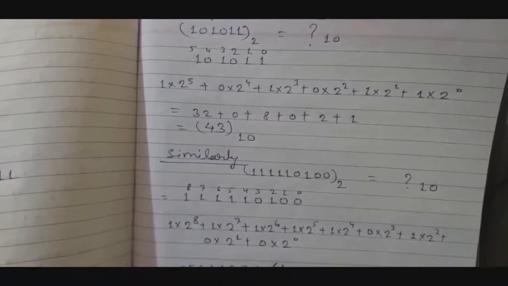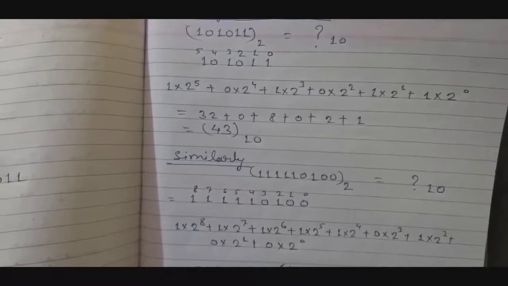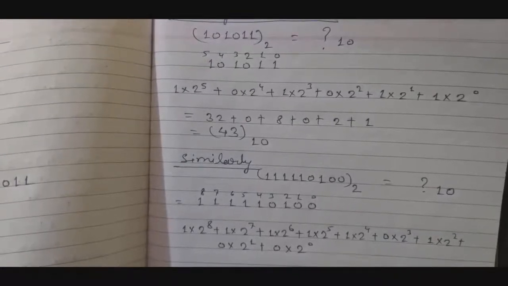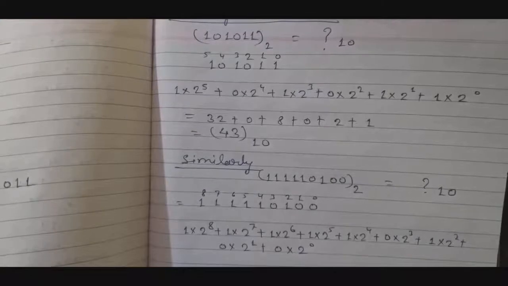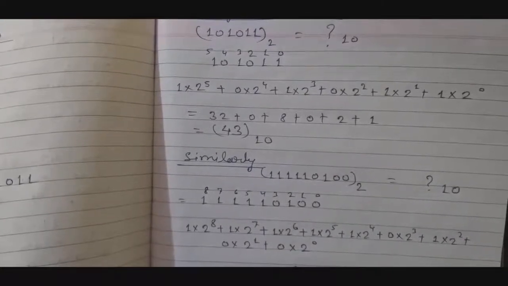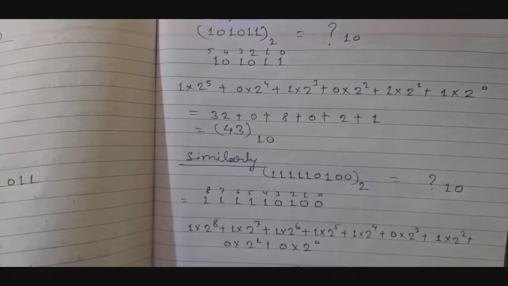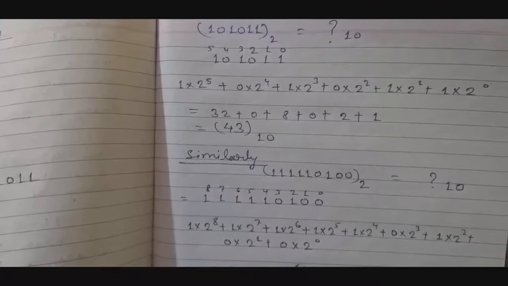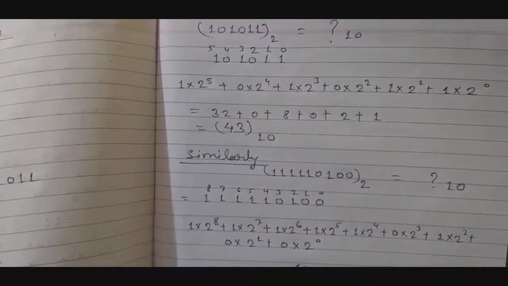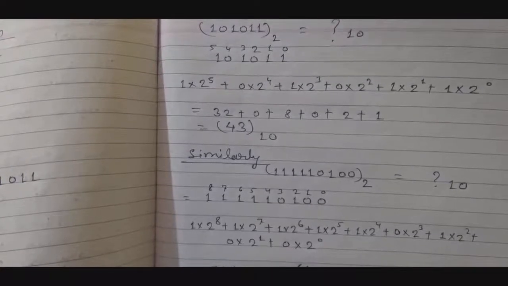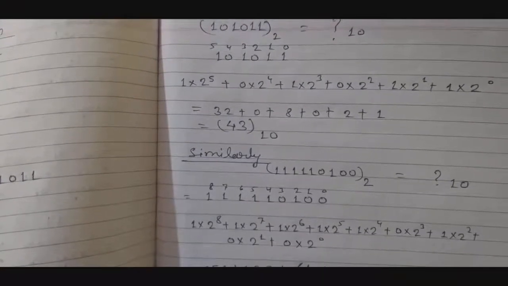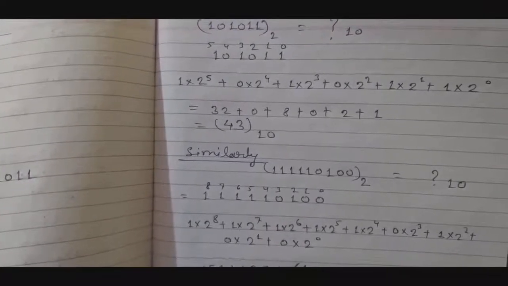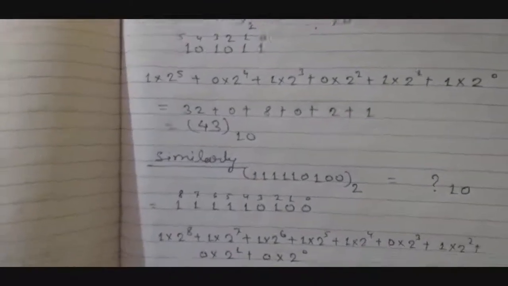So what I am doing is multiplying the power of the place value with each binary digit and then adding all the terms. Here it will become 32 plus 0 plus 8 plus 0 plus 2 plus 1, and after summing up we will get 43 base 10. So now that binary number is converted into the decimal number system. Clear? I think it might be clear to all of you.